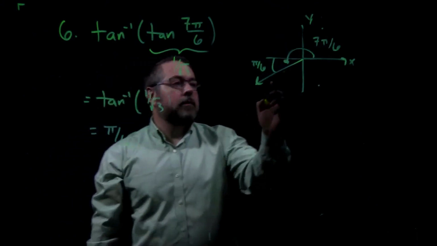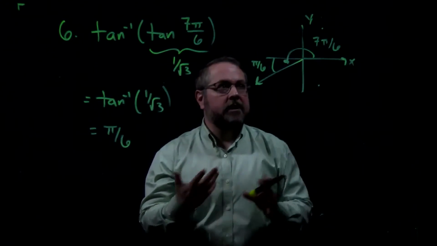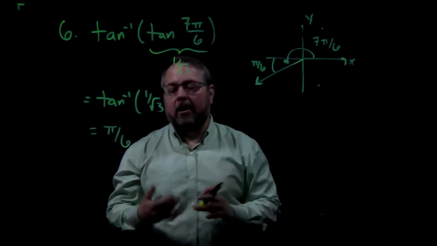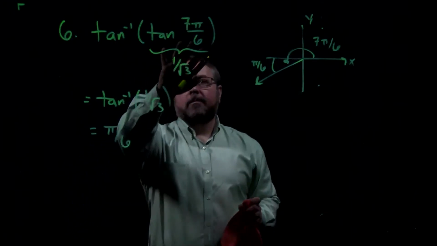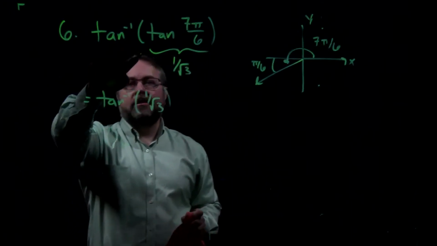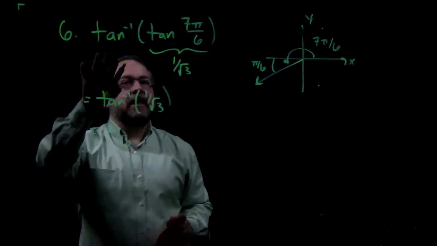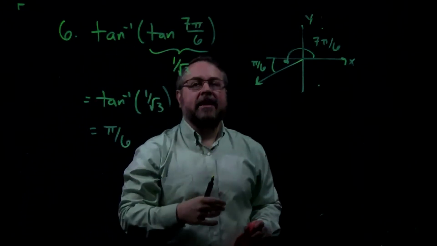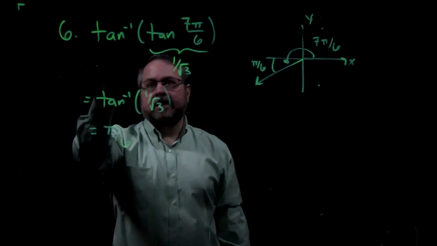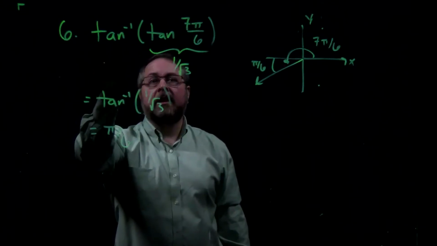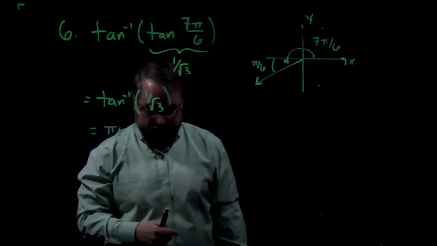But what I did here with the quadrants and reference angles gives us an indication as to how to solve these sorts of problems. We want to think of an angle that is in the range of our inverse trig function, which has the same trig value as the angle that we're plugging in. So in this case, pi over 6 is in the range of the inverse tangent, and it has the same tangent value as 7 pi over 6.